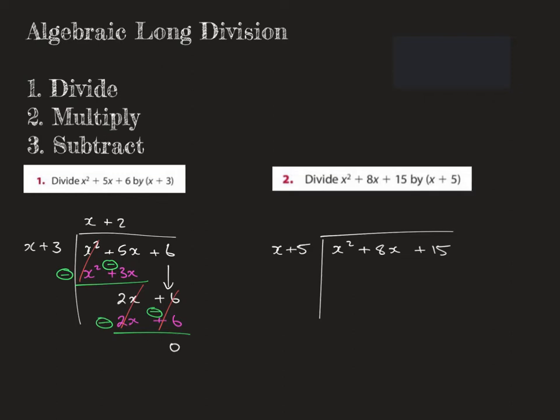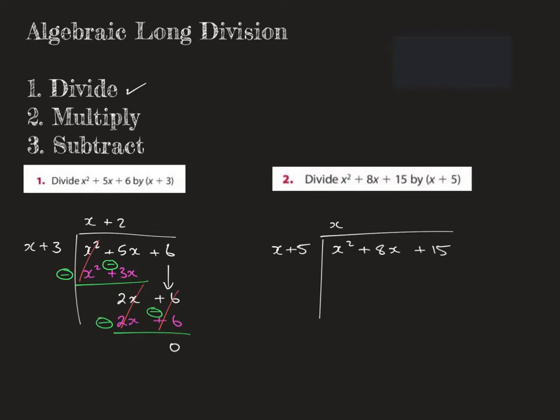Okay, so we're going to start by seeing how many times x plus 5 divides into x squared plus 8x plus 15. So the very first thing we're going to do is divide. We're going to divide x into x squared. So how many times does x go into x squared? We know that x goes into x squared x times. So we can put x down. So that's our division done.